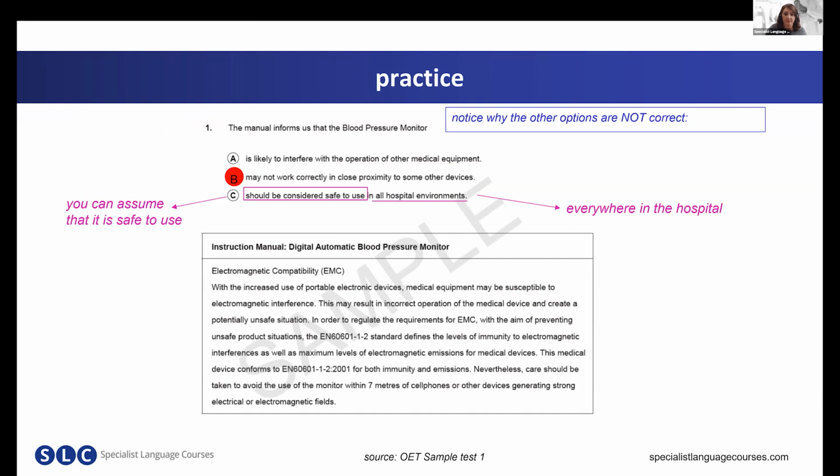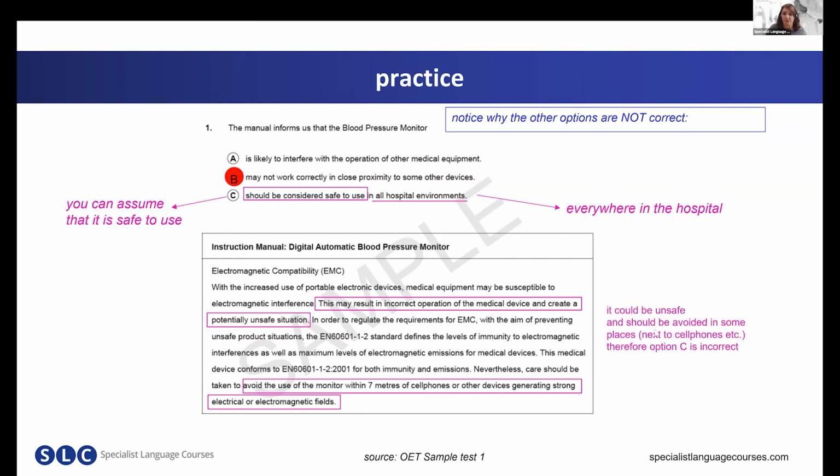Then we come to C, and we're looking for "it's safe to use everywhere in the hospital." So we come back to the same part of the text, unsafe situation. So we can assume that it's not safe to use. And then we look for information on everywhere in the hospital. Here we find we should avoid within 7 meters of certain places in the hospital. So it's not everywhere in the hospital. So it's very important you look at why the other answers are not correct.